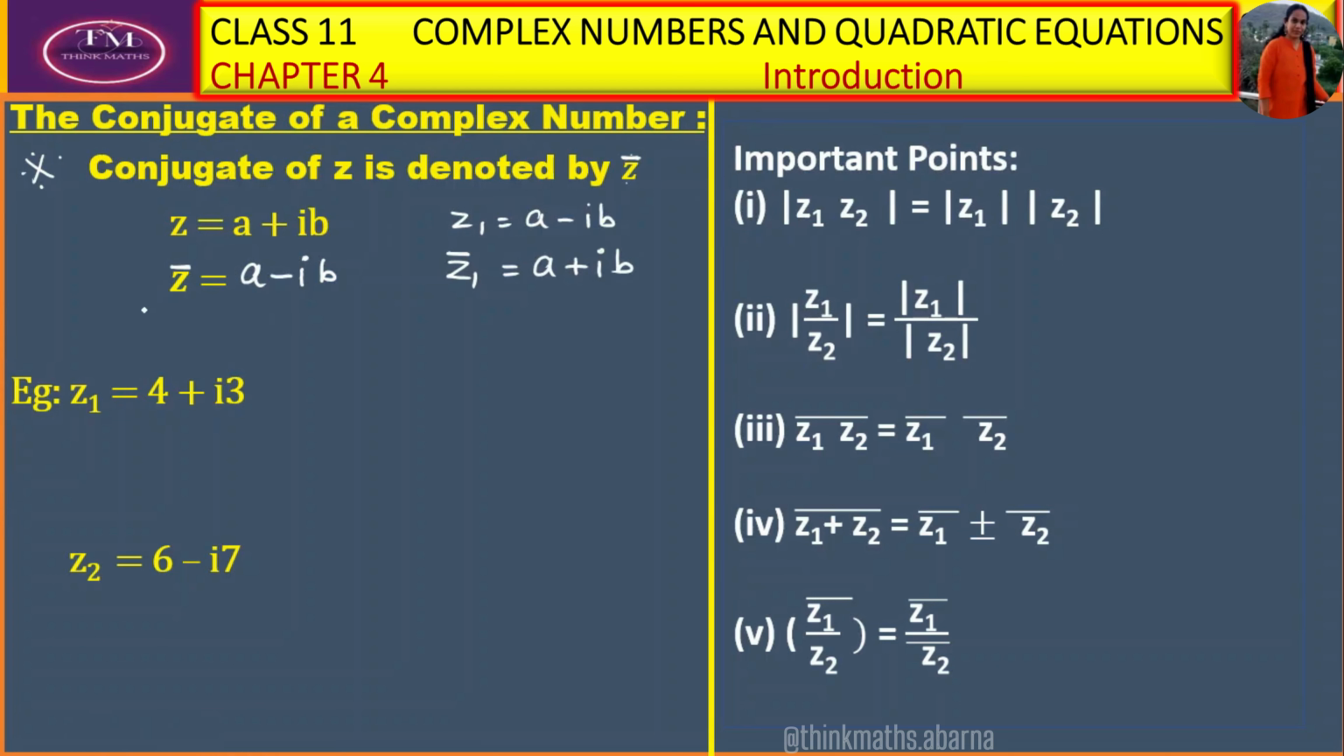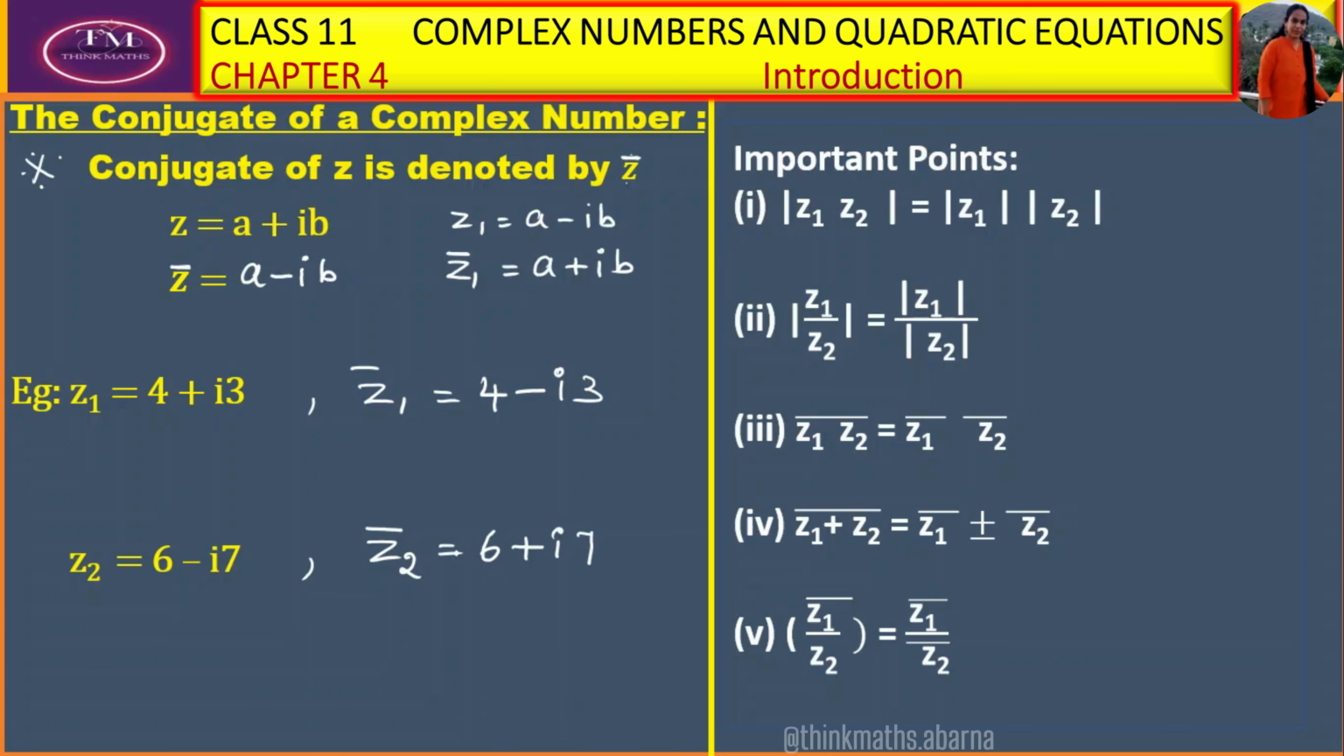So when we were doing division, what did we do? We just changed the sign and multiplied and divided. So it is multiplying and dividing by the conjugate. Okay. Learned? Clear? Next. Suppose for example you have Z1 equals 4 plus i3. What is Z1 bar? It is nothing but 4 minus i3. Suppose Z2 is equal to 6 minus i7. What is Z2 bar? It is 6 plus i7.